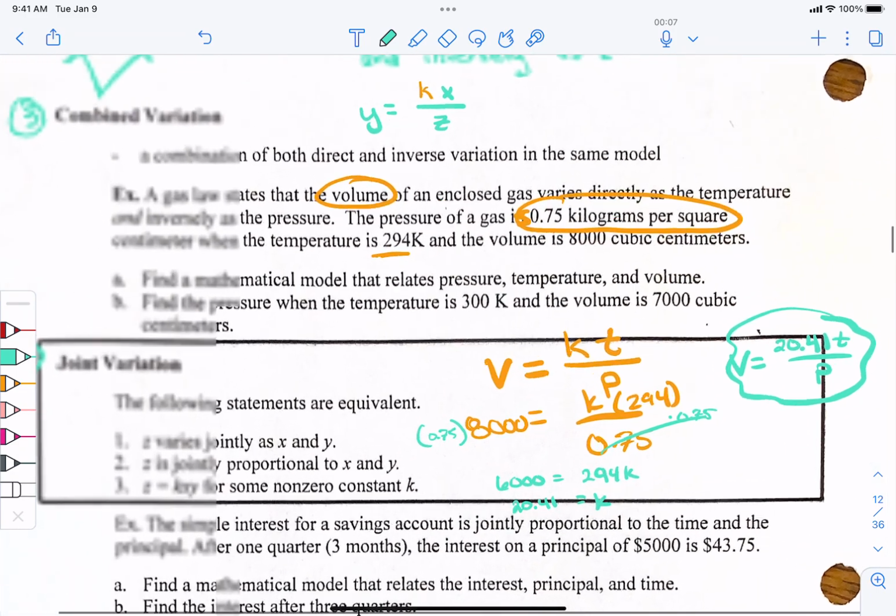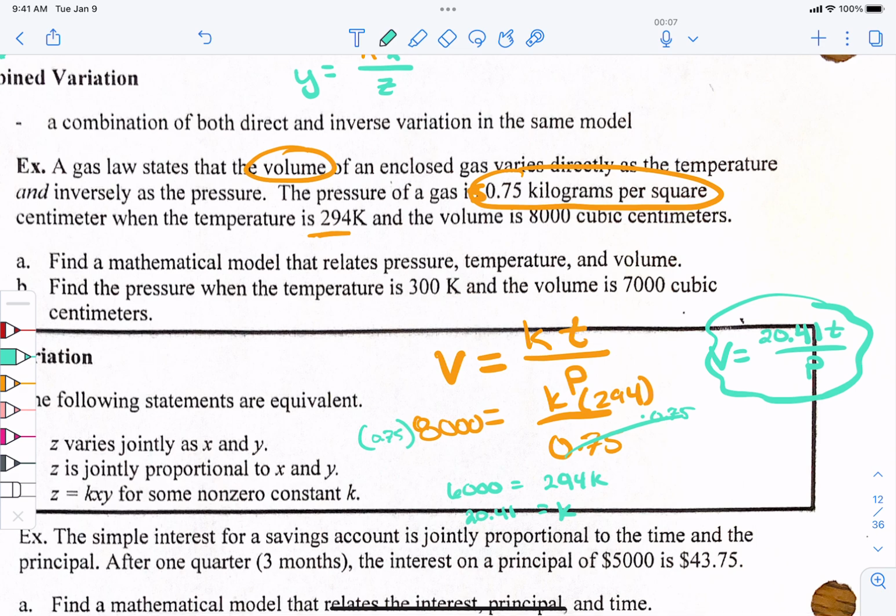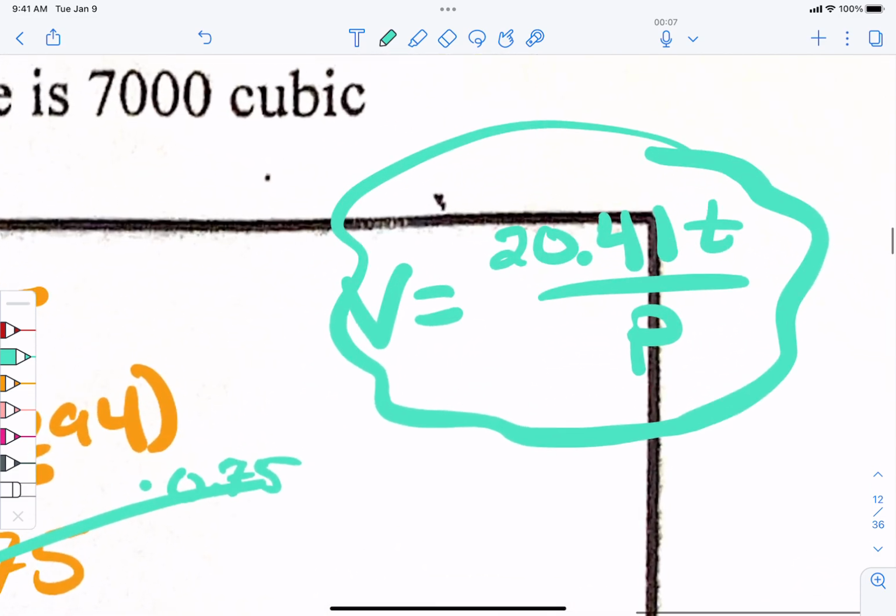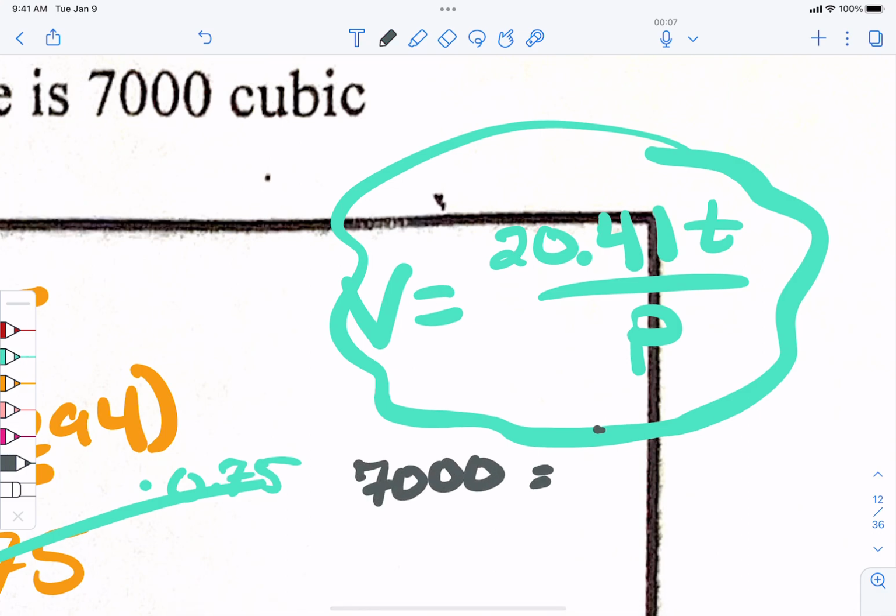Part A was to find a mathematical model that relates pressure, temperature, and volume. When they ask for that, you have to solve for K and then just write out your equation with K plugged in, okay? B, find the pressure when the temperature is 300 and the volume is 7,000. So I have 7,000 equals 20.41 times T, which is 300, and we're trying to solve for pressure.